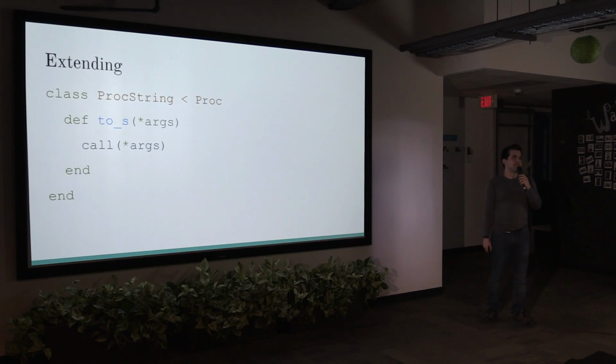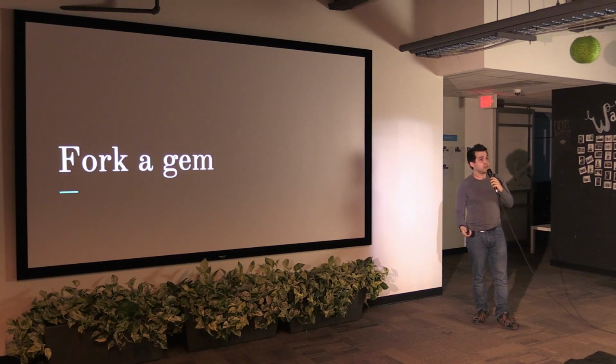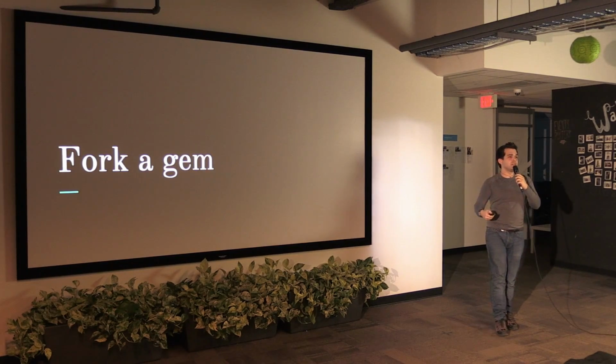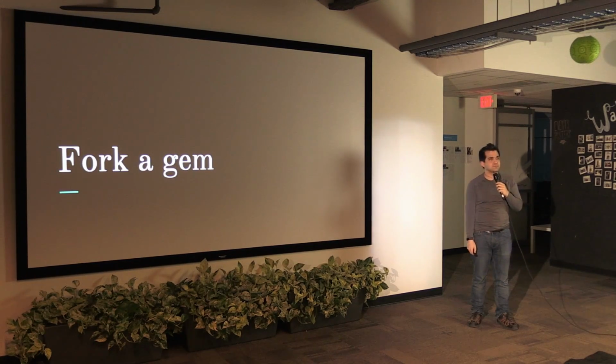You could easily have just made a subclass of proc that calls this method, does the same thing, and it still works. And if you're running into an issue with a gem that you need to monkey patch to fix, you can actually fork the gem, fix the gem locally, or in your repository, and use that version. And if you're a good Samaritan, submit a pull request to fix that bug.